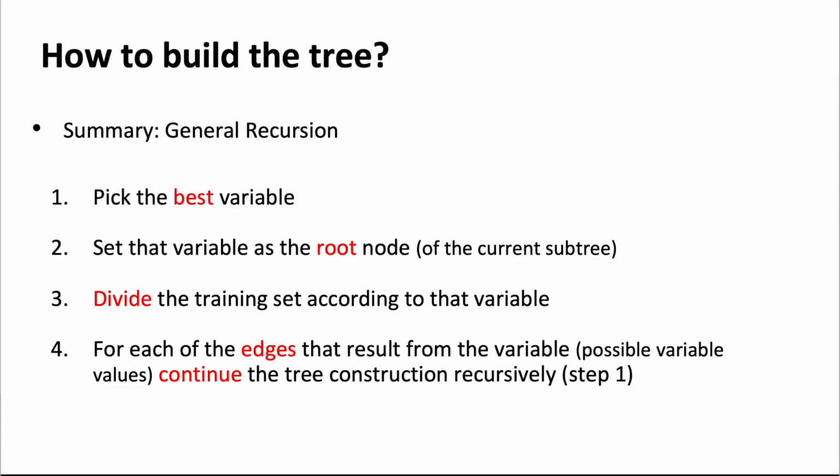We pick the best variable, we set that variable as the root node. Recall that root is a relative concept, right? Because at the very beginning is the real root of the full tree, but as soon as we start going down, the root is going to correspond to actually internal nodes. So it's like the root node of the current subtree. Then we divide the training set according to that variable, and for each of the edges that result from that variable, in other words, the possible values, we continue the tree construction recursively, as in the step 1.